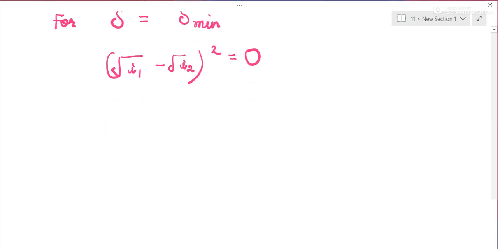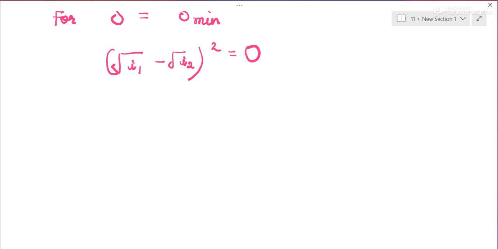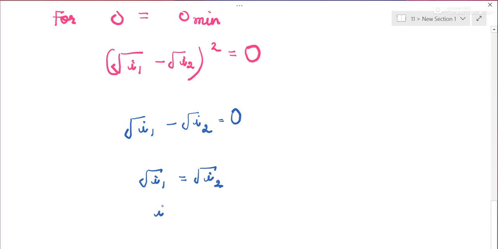So that means the square will go that side. That means root I1 minus root I2 should be 0. That means root I1 should be equal to root I2. That means I1 should be equal to I2. So this is a condition for minimum deviation.